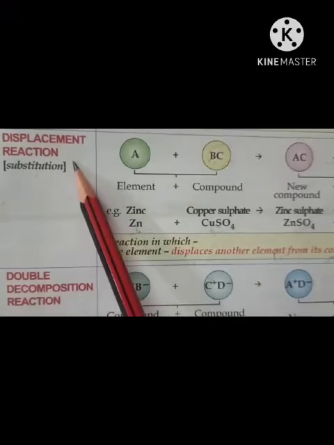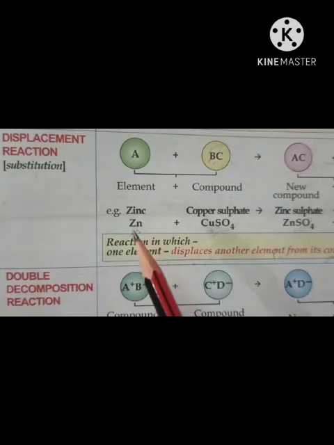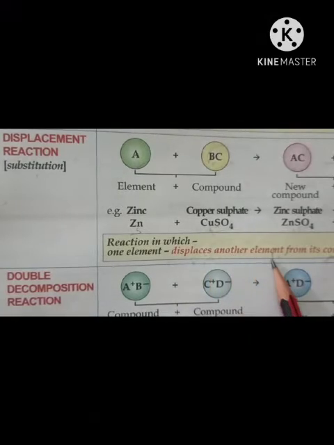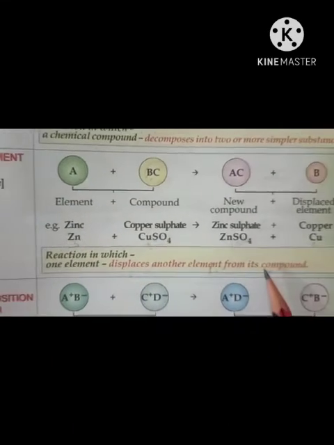Now children, today in this video we will continue the same chapter in chemistry, that is chapter number 6, chemical reaction. Let's start the chapter. Now what is a displacement reaction? A reaction in which one element displaces another element from its compound.